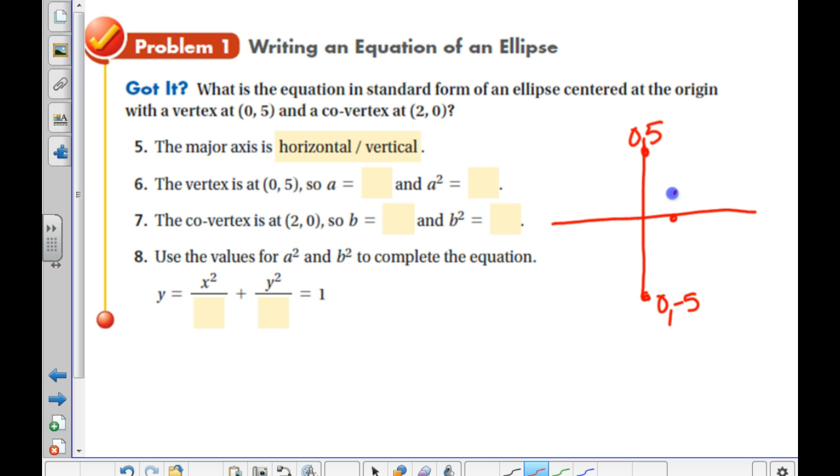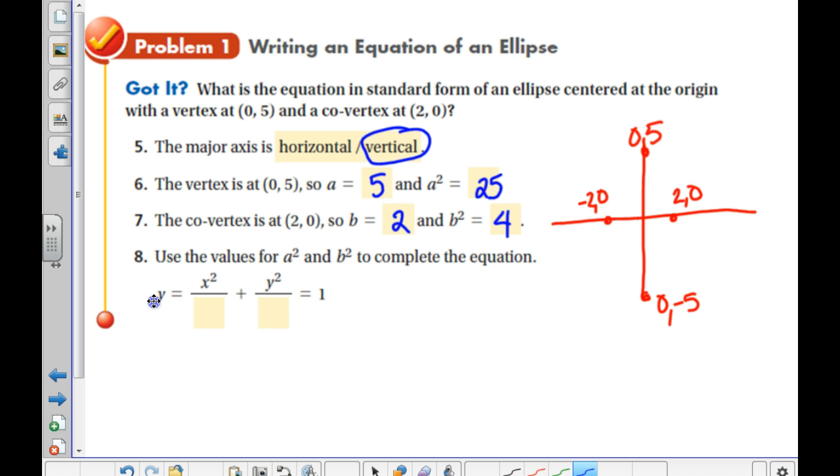So where's another co-vertex? Negative 2, 0. So can you write the equation right now? Can we skip all this garbage? Is it a horizontal or vertical? It's longer going up and down, that is vertical. Okay. The distance along the major axis is 5, so our a squared will be 25. Co-vertex was 2 out, so b squared would be 4.